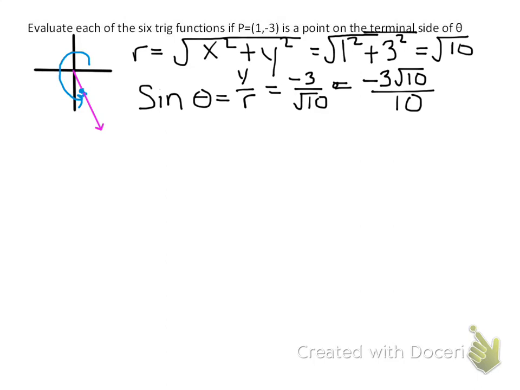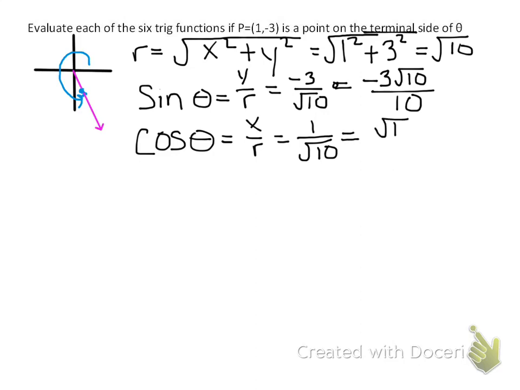All right, so now cosine of theta. What's my ratio for cosine of theta? X over r. All right, well here my x value is 1. And my r is the square root of 10. Again, that's a terrible answer. Square root of 10 over 10. And then the last of the big three is tangent.